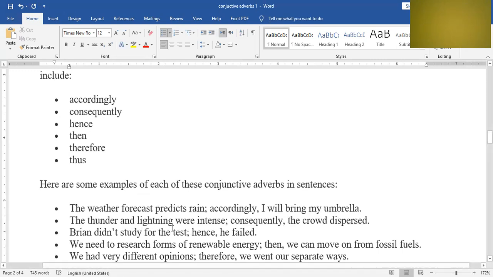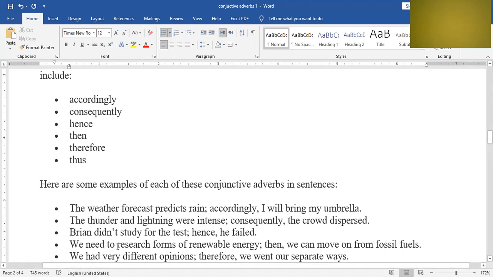The thunder and lightning were intense, very heavy. Okay. Consequently, the crowd dispersed. People spread everywhere, maybe they go to their homes or whatever. Brian did not study for the test. Hence, he failed. Someone who does not study, the result is failure. Brian did not study for the test, hence, he failed.